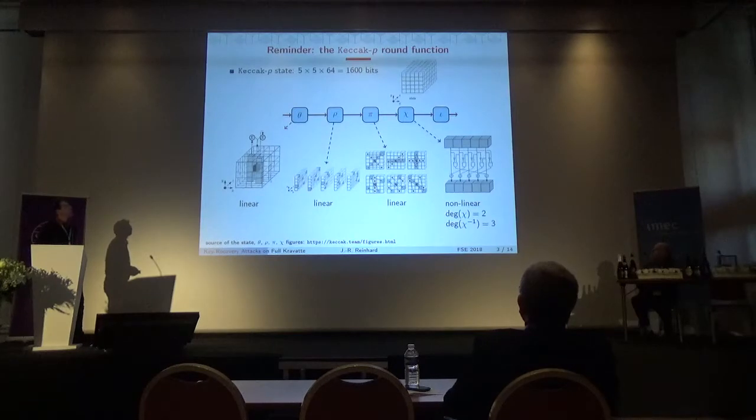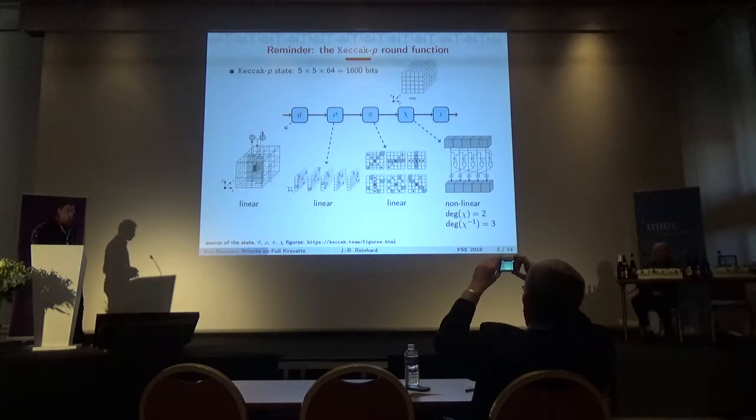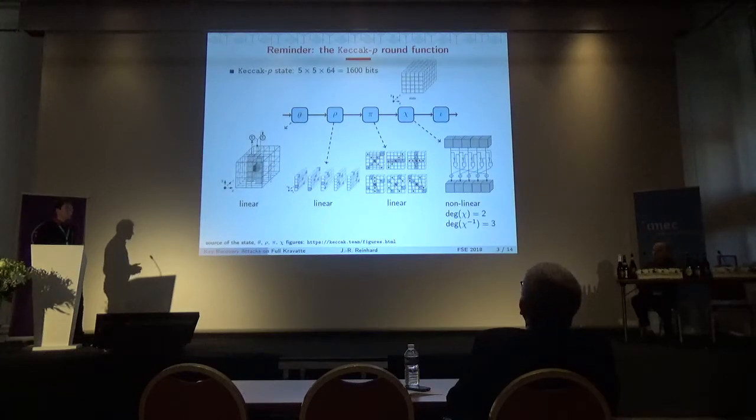So, a quick reminder on the Keccak round function. We have states that are 1600 bits, that can have some kind of parallelepiped representation. You start with a linear diffusion layer, then you have 2 linear bit permutation layers, and you have only one non-linear layer, the chi layer, which has degree 2 in the forward sense and degree 3 in the backward sense. And you have also some constant addition here, which is affine.